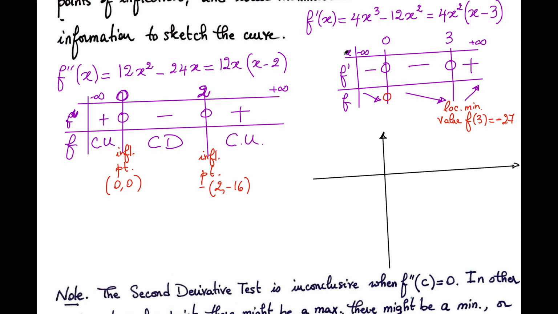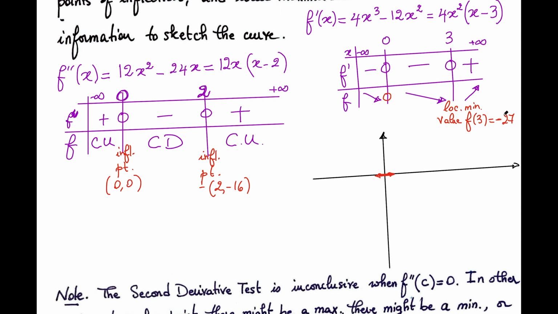We have that f is decreasing from minus infinity to 0, 0. At 0, 0 I'm going to have a horizontal tangent, which I denote in red. When x is 0, f prime is 0, so this means I have a horizontal tangent here. And at 3 as well, f prime is going to be 0.